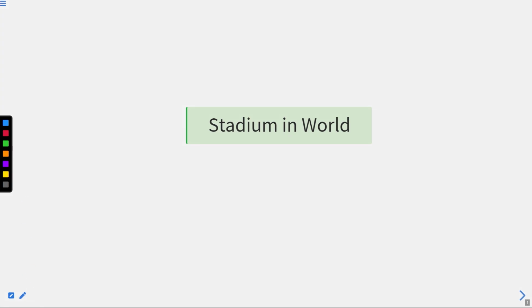So students, as you can see here, in this lecture we are going to talk about the static part of the general awareness topic, that is, the stadiums in the world. This is an important topic from the competitive exams point of view. Many times the question is asked directly from this section. So that's why it becomes essential for us to cover this topic in full length.